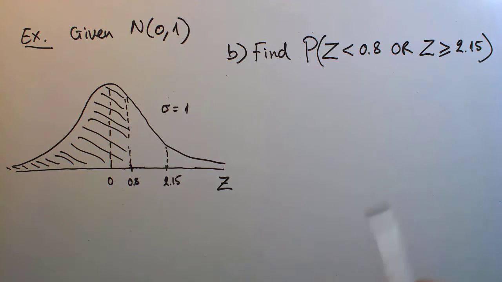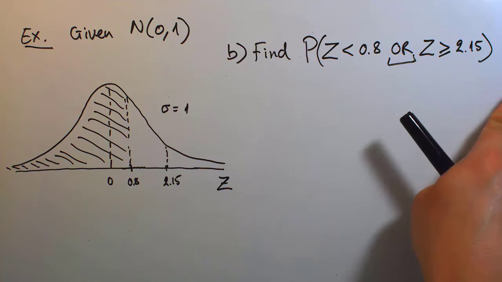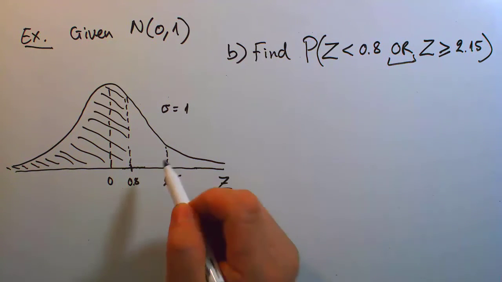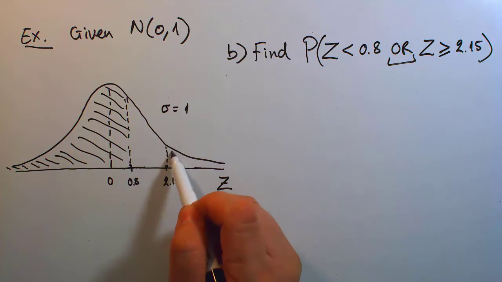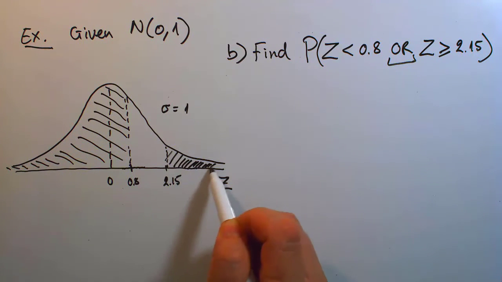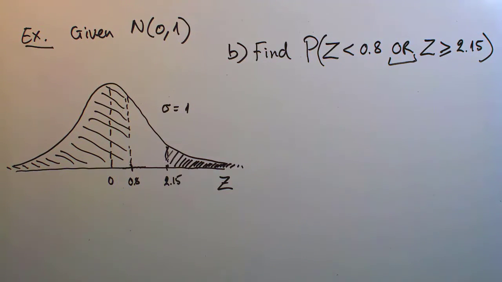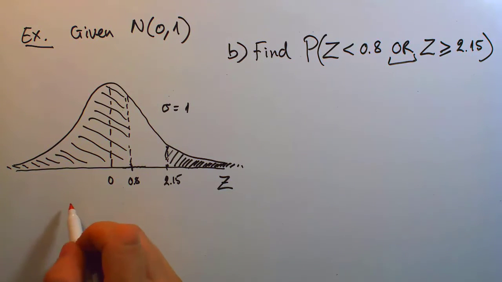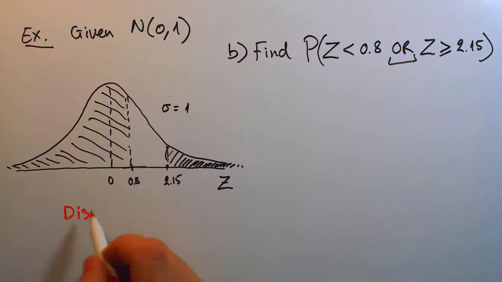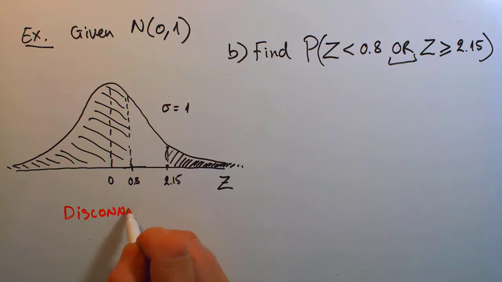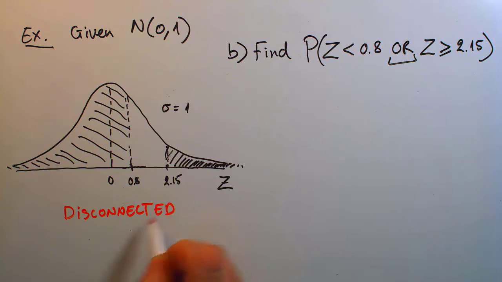to the left-hand side. But then I'm also considering those z-scores greater than or equal to 2.15. So that means outside of this area, I'm including those other areas. I'm expanding possibilities to include those z-scores being above 2.15. And so now, once again, what we have here is another similar situation as in the earlier problem. We're looking at disconnected areas.